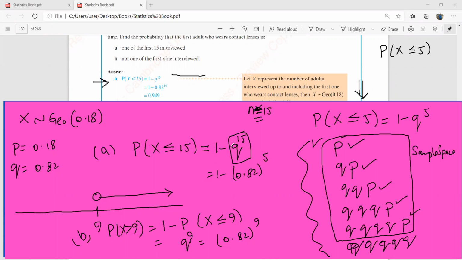Now coming to the B part. Suppose your mama says, I know you're going to pass in more than 9 attempts. This is what your mama is saying. So it means she is confident that you will be failing in all the first 9 attempts. Is it so or not? Yes. That is why we've written down q raised to power 9 over here.